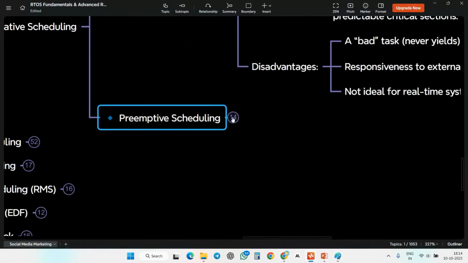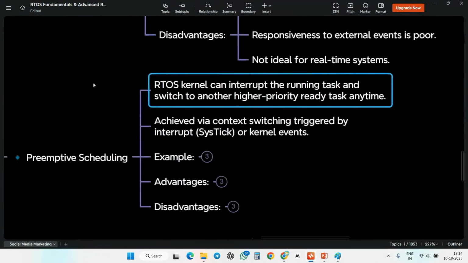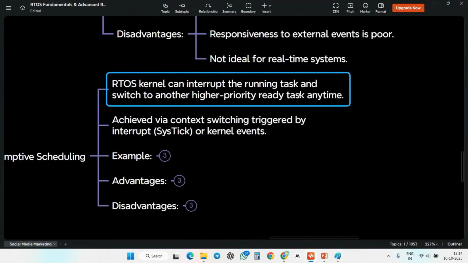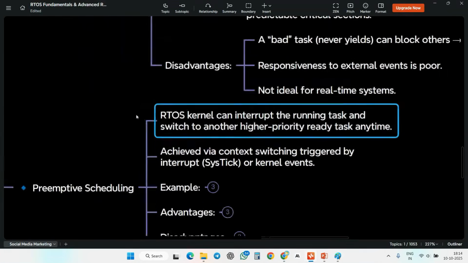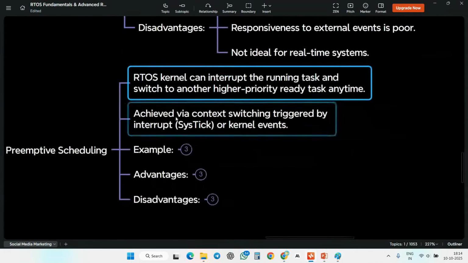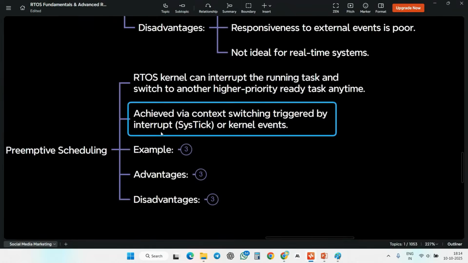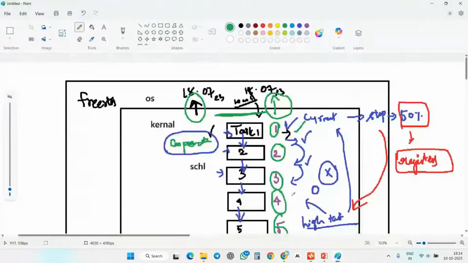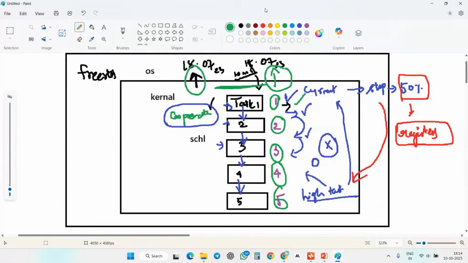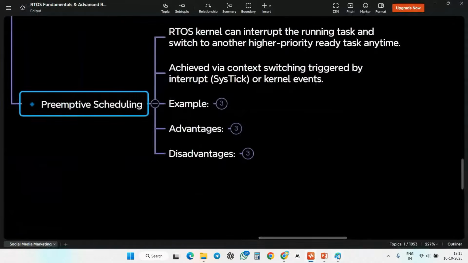What is meant by preemptive scheduling is that the RTOS kernel can interrupt the running task and switch to another higher priority ready task anytime. Here we can see the difference between the two. It is achieved via context switching triggered by an interrupt, system timer or kernel event. So it is the reverse, guys. What is meant by preemptive scheduling, guys?